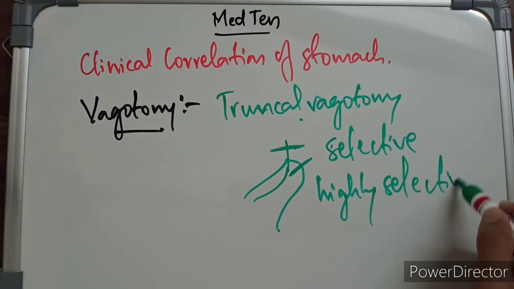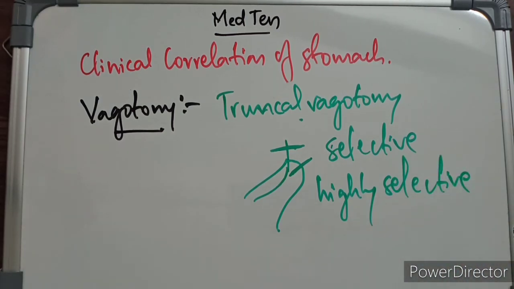Highly selective vagotomy. In highly selective vagotomy, they particularly denervate the nerves that are supplying the parietal cells of the stomach. They mainly denervate the nerves supplying the parietal cells of the stomach. This is about the highly selective vagotomy. So, in vagotomy we have three types: truncal vagotomy, selective vagotomy, and highly selective vagotomy.